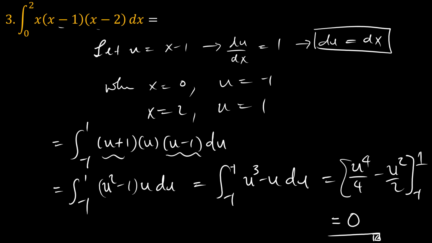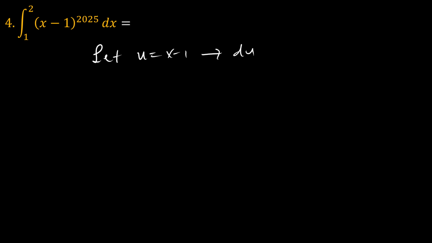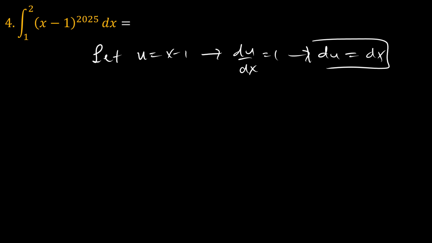As simple as that. So on the next problem, problem number 4, we do have (x minus 1) to the power 2025 as the integrand. The quickest thing for me really to do is to say let u equal x minus 1, such that du/dx is equal to 1, and so we can substitute for dx with du, right? And so our limits: when x equals 1, we see that u is equal to 0.